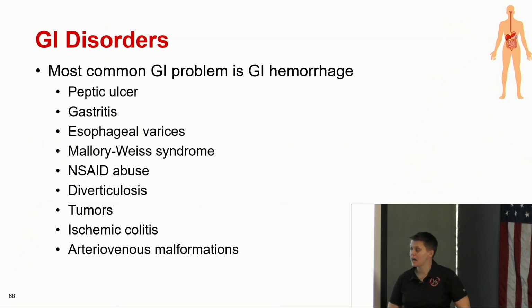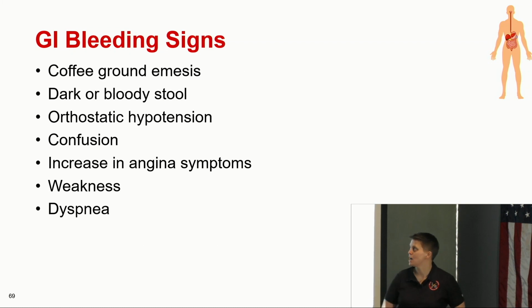The most common GI condition is GI hemorrhage, and this results from a lot of different causes. We're used to distinguishing upper from lower GI bleed, which is a good initial distinction, and then thinking through what some of the underlying causes might be. It might be peptic ulcer disease or gastritis, might be esophageal varices, particularly in patients who have had alcohol use issues in the past. Might be due to NSAID use or abuse, diverticulosis, tumors, ischemic colitis, or arteriovenous malformations. These are all different reasons for elderly patients to develop GI bleeds.